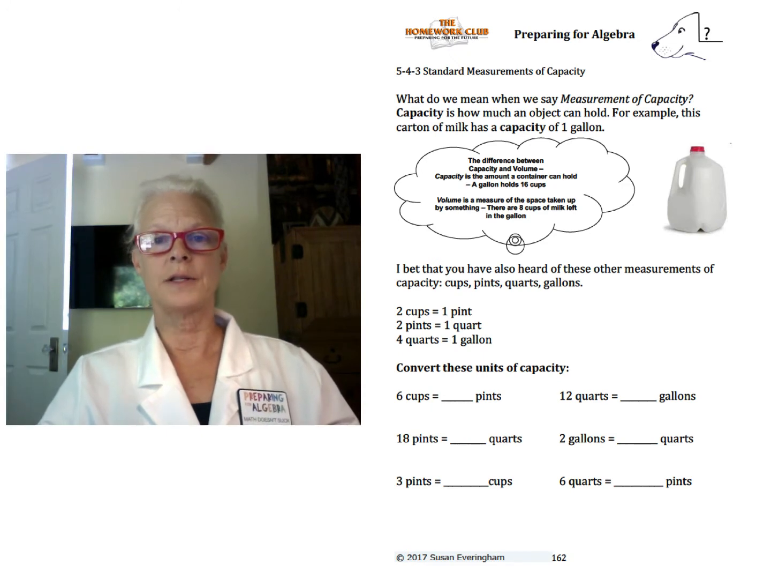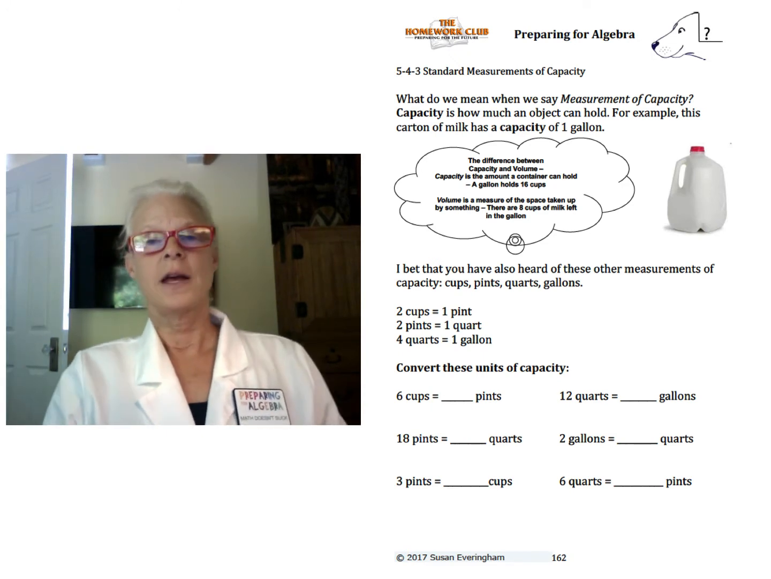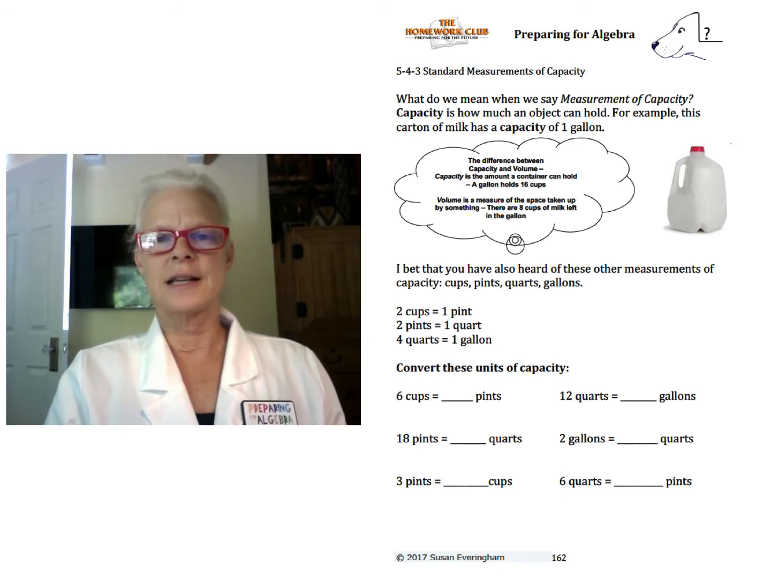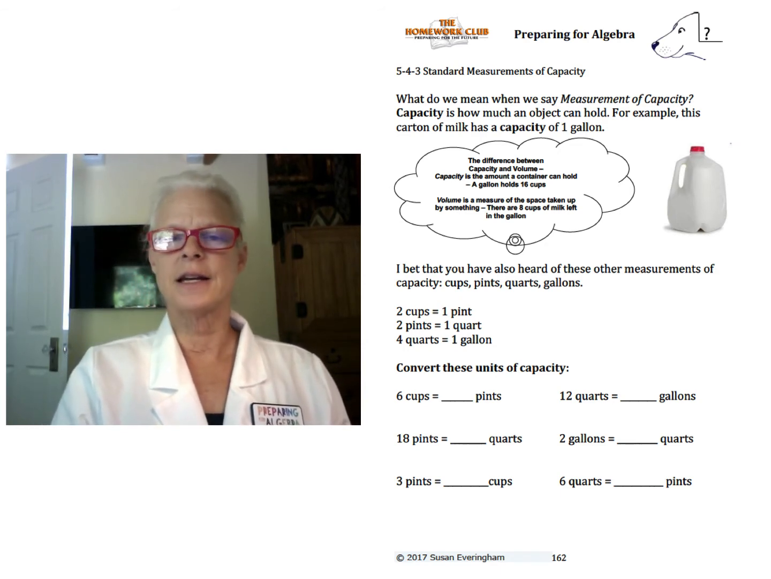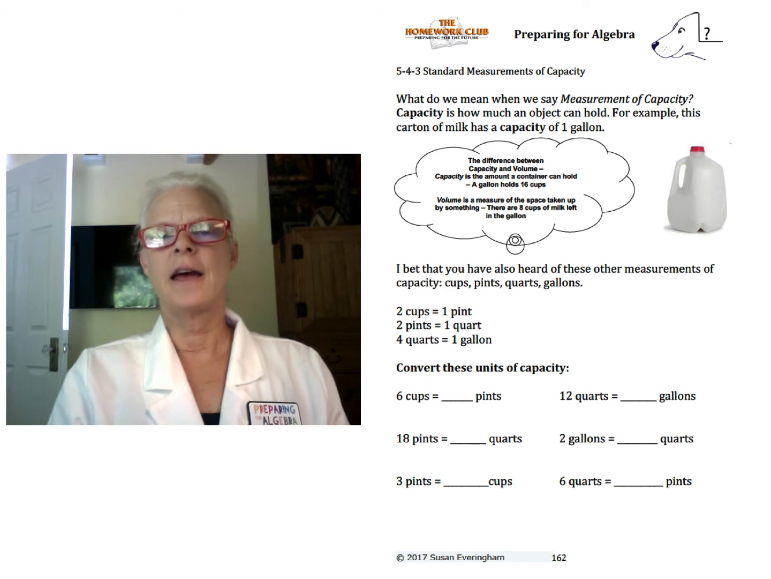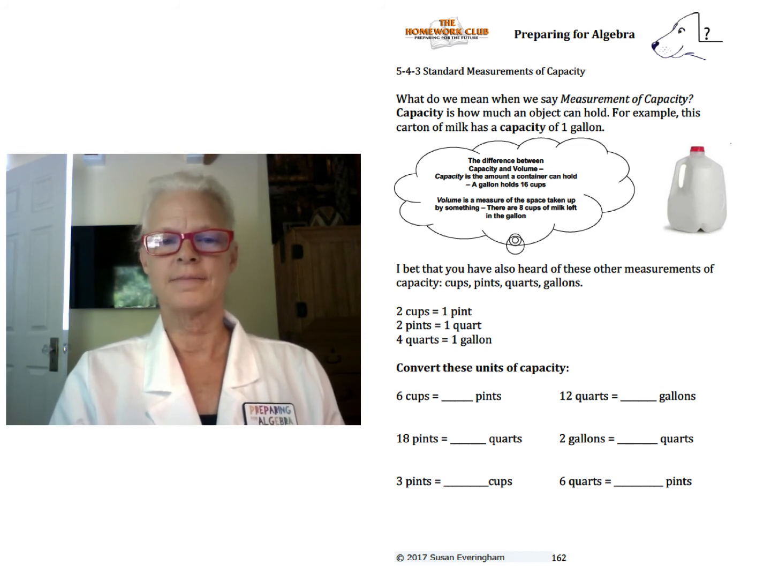We're going on to capacity and volume. The difference between the two can be very easily summed up: capacity is how much a container can hold. For example, a gallon holds 16 cups. And volume is what's left in the container of the fluid that you're measuring. So in the case of this example, volume is measured by the space taken up by the 8 cups of milk that are left in the gallon.